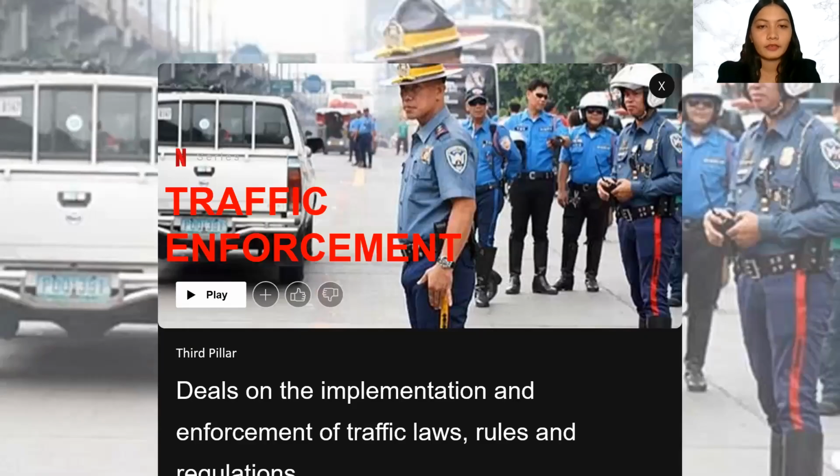The third pillar is traffic enforcement. It deals with the implementation and enforcement of traffic laws, rules, and regulations. So, of course, let's have a recap. Traffic engineering is about making roads for convenience, traffic education is about responsibilities, rules and regulations in traffic, and this third pillar, traffic enforcement, is the one that implements the traffic laws, rules, and regulations. Of course, if we just have laws, rules, and regulations, but no one is implementing them, how are we going to know if they are effective?